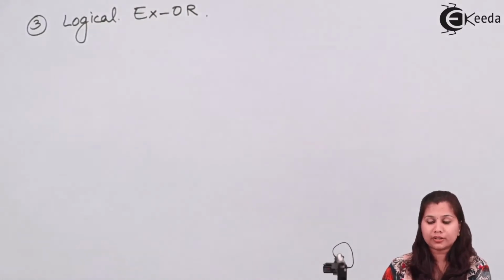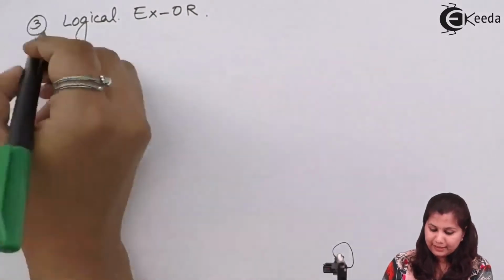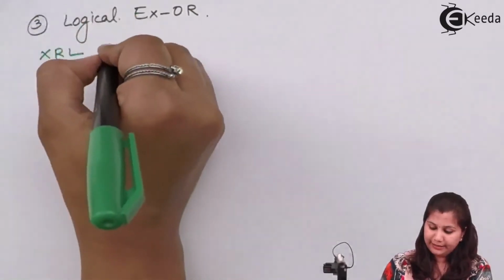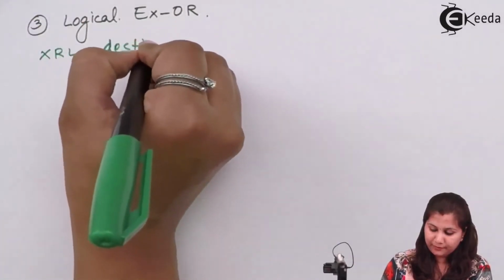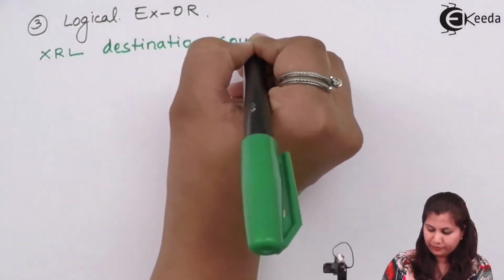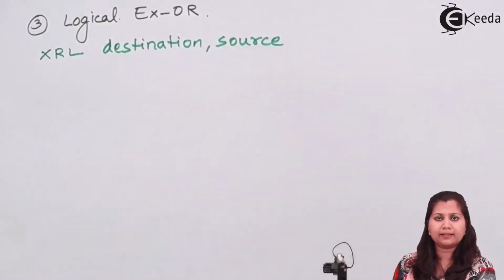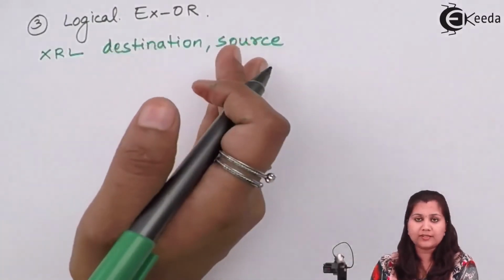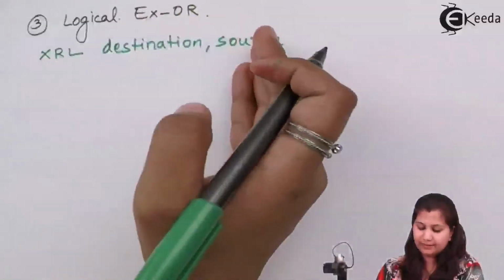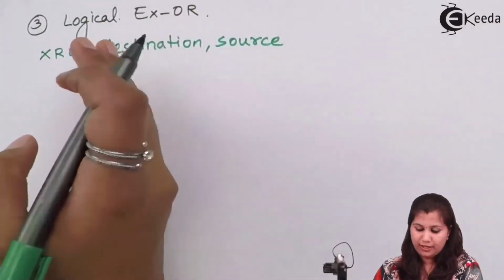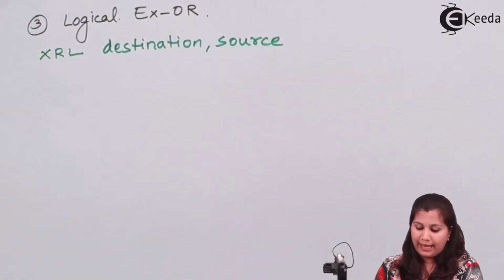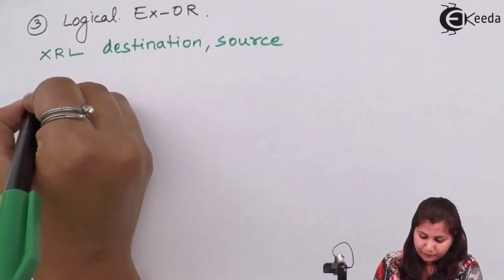For this instruction we have the mnemonic XRL. Again we have the destination and the source. Bitwise, the contents of destination and source are exclusively ORed with each other and the result is stored in the destination. Here also we have the same things as in the OR and AND instructions.